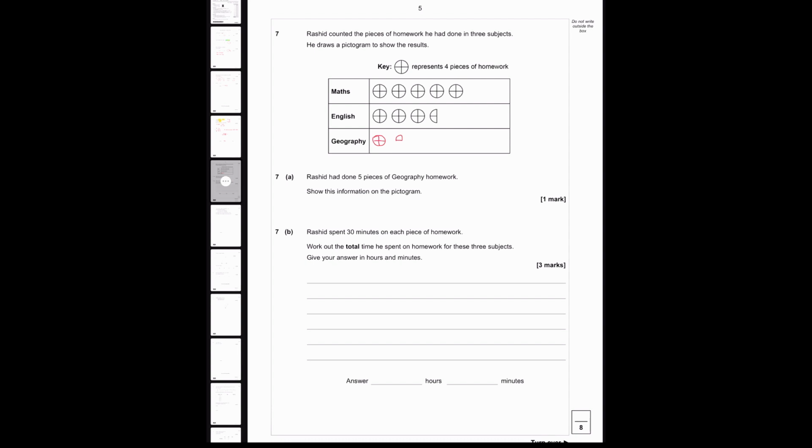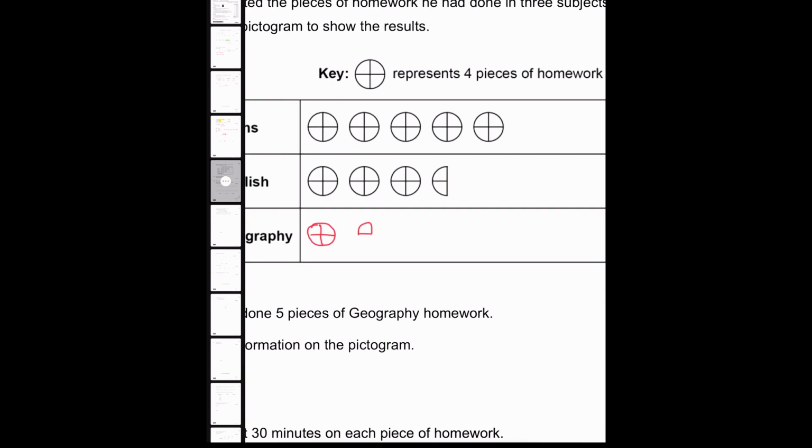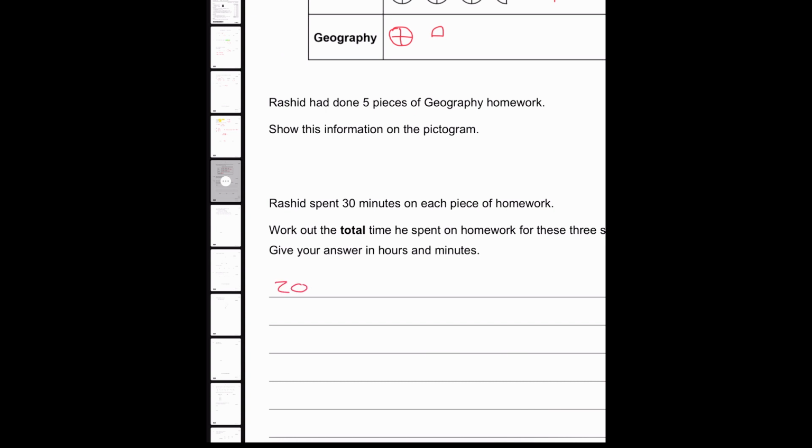We therefore need to go back to our pictogram. For maths, we have 5 full circles, that means he had 20 pieces of homework. For English, we have 3 full circles and 2 small pieces, which means he completed 14 pieces of homework for English. And we know from the first part that he completed 5 pieces of homework. If we add up all the pieces of homework Rashid has completed, we get 39.